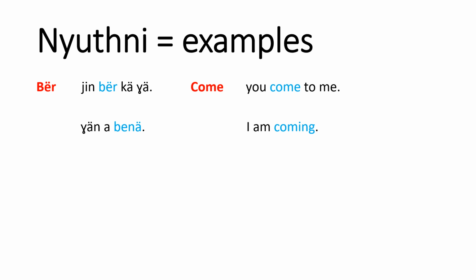Does it mean the same? Yes. An aben. I am coming. This is the same word come, but in a different form. It shows an action that is happening right now. Somebody is coming right now.